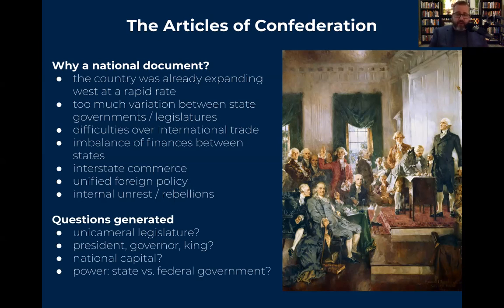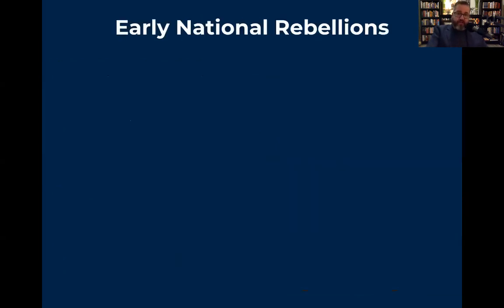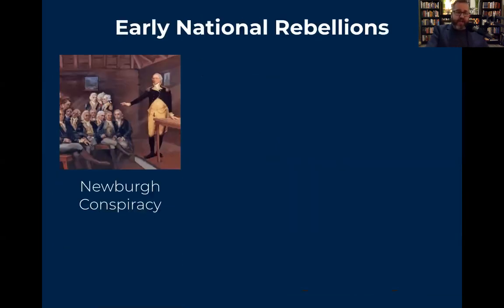And that's going to require those that are in power to come together clandestinely to form a new Articles of Confederation 2.0, which we'll call the U.S. Constitution. There's those early national rebellions. You know, the Newburgh Conspiracy was an uprising within the military ranks. This is on the heels of the end of the Revolutionary War, in which officers weren't getting paid. And if you're not going to pay officers, well, they're going to walk.